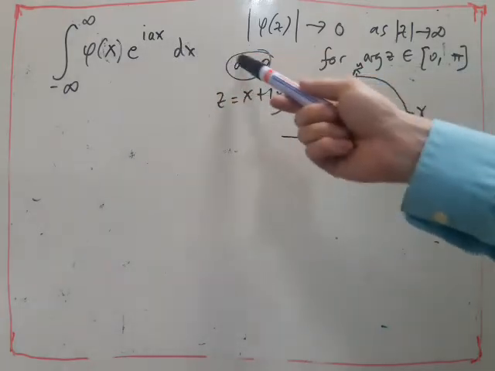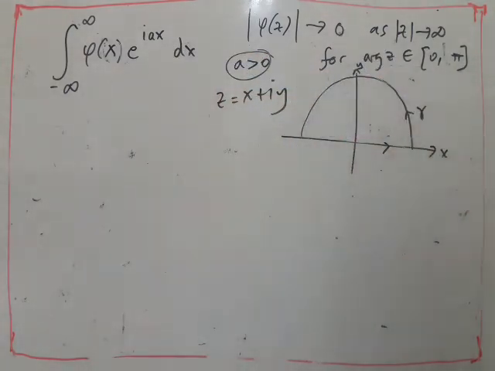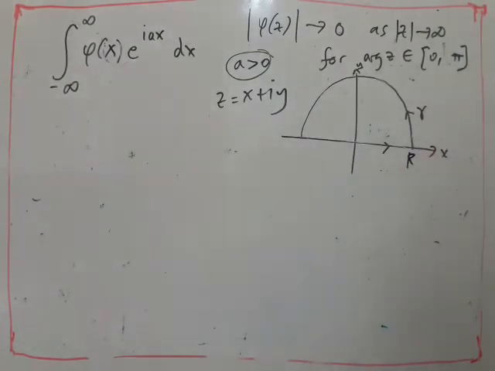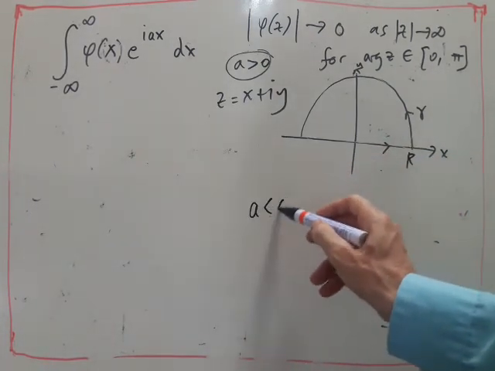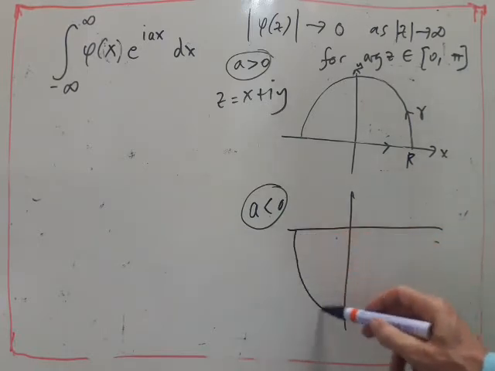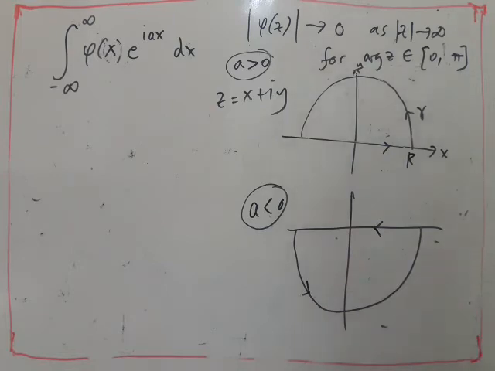This applies for a greater than 0, and we use the usual semicircular contour with radius r, which then goes to infinity. If a is less than 0, then we use a semicircular contour which goes below the axis. And then Jordan's lemma is really the same thing, except we just change this from minus pi to 0.